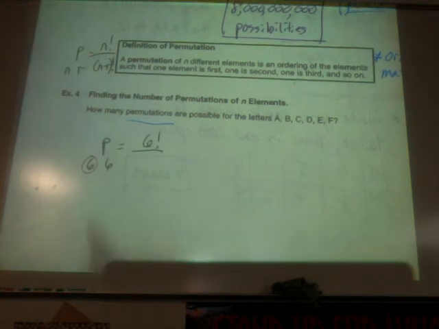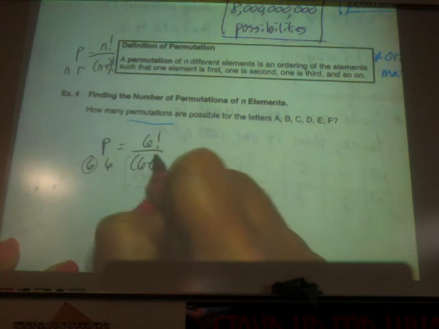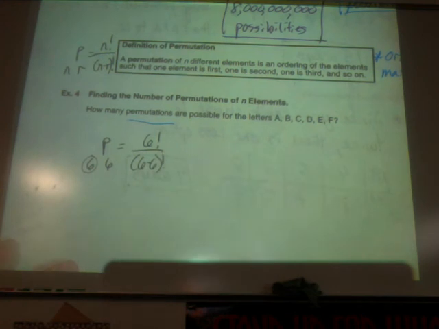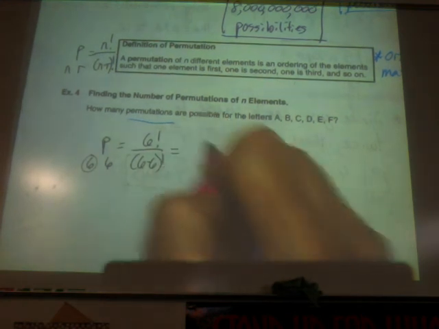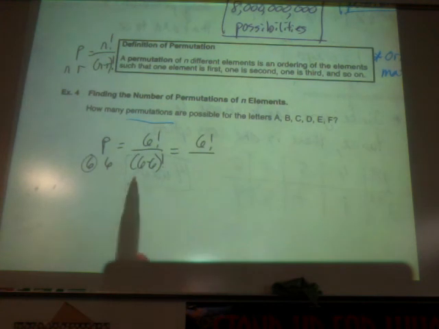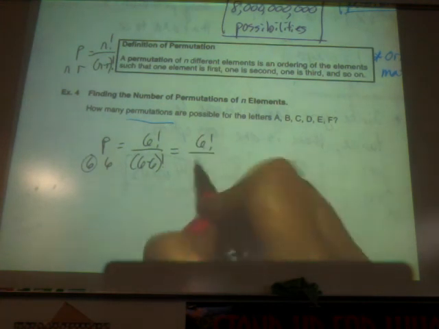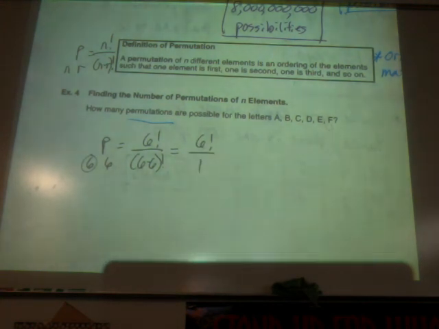So look what happens. Don't I get 6 minus 6 factorial on the bottom? This is 6 factorial over 0 factorial, and what's 0 factorial? 1. So Paris is right. Can't I just do a factorial when these are the same? This is no different than arranging books on a shelf, is it?